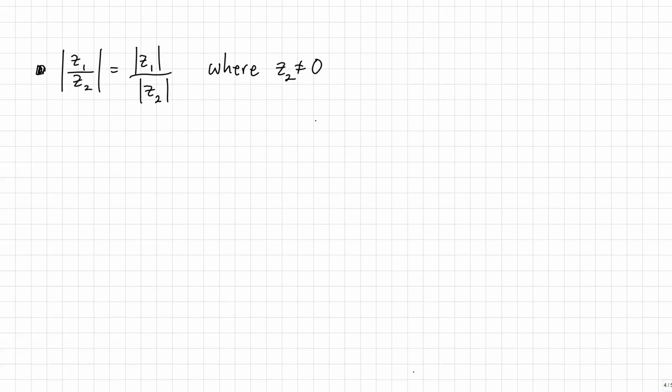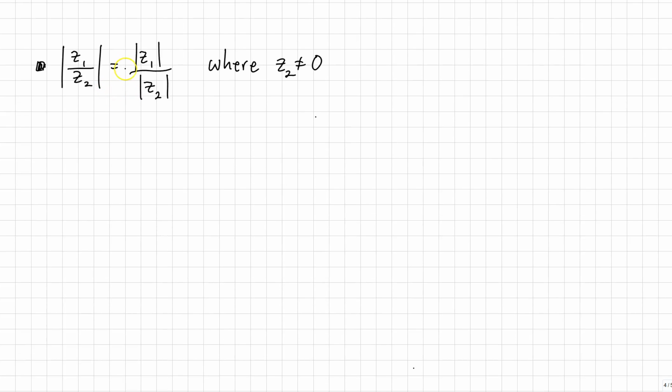And then our last property is similar to the one we just did: the modulus of a quotient is the same thing as the quotient of the two individual moduli, as long as you're not dividing by 0. So again, the proof would be similar to the one we just did. I may leave that as an exercise for this lesson.